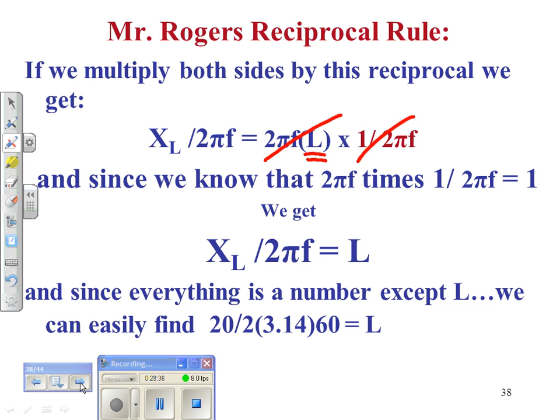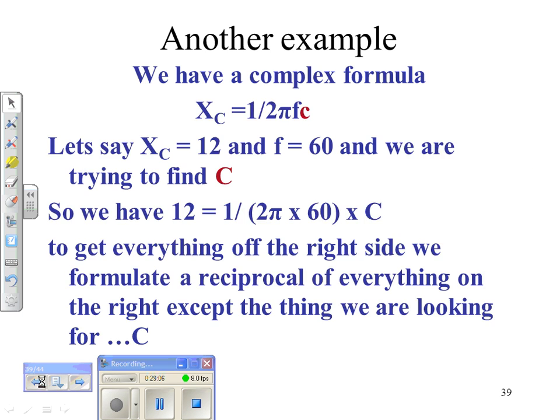So I created a reciprocal of everything I wanted to get rid of over there. Okay? And there are going to be lots of times when you have a complex formula and you're trying to get this one thing that's on the right or on the left all by itself. Create a reciprocal. Just flip it over and put everything that's on the one side that you want to get rid of and turn it into a reciprocal. Just flip it over.